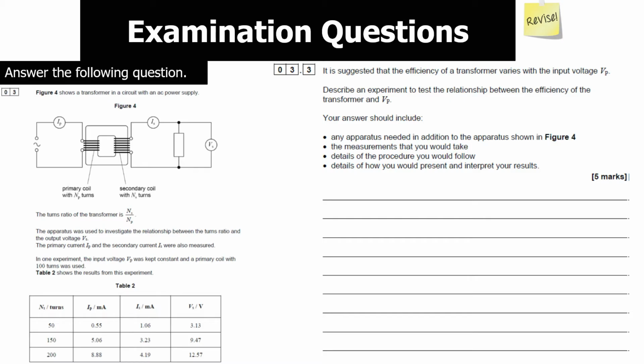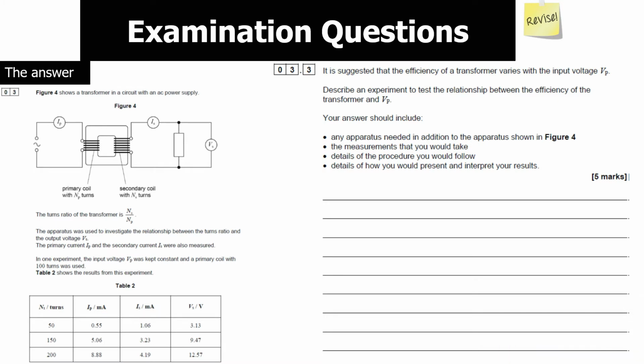Now the next question says, it is suggested that the efficiency of a transformer varies with the input voltage Vp. Describe an experiment to test the relationship between the efficiency of a transformer and Vp. Your answer should include any apparatus needed in addition to the apparatus shown in figure 4, the measurements that you would take, the details of the procedure you would follow, and the details of how you would present and interpret your results. So pause the video now, then unpause the video when you want to go through your answer.